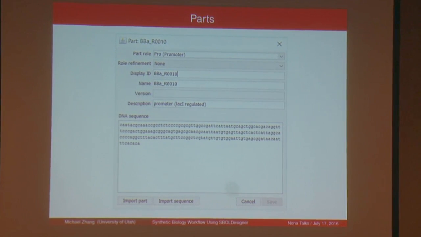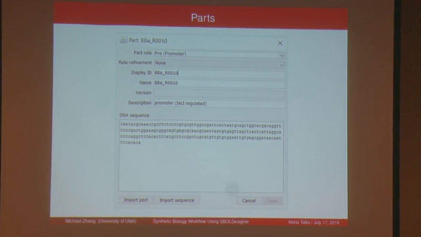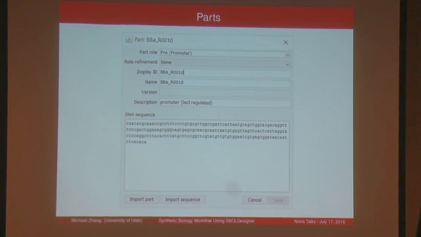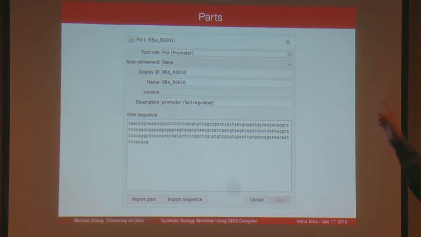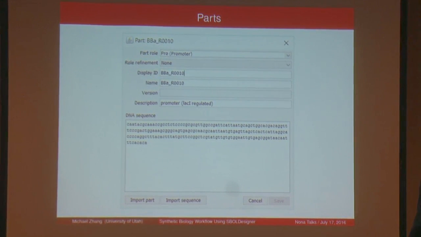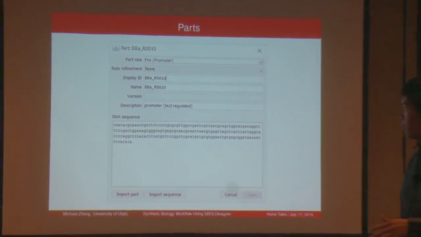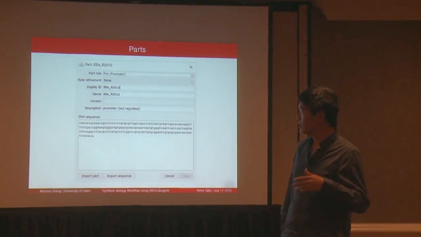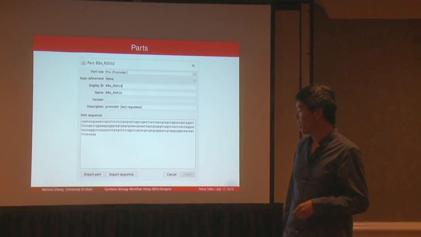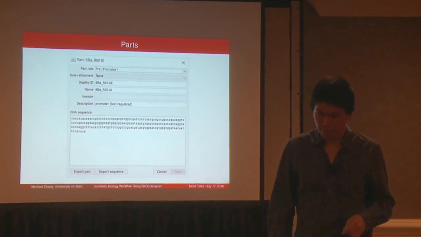So if you double click on a part, you can see that you can edit a lot of fields dealing with the part, and this is all, again, reflecting the data model. So you have the role, and these are using sequence ontology terms. So you can select from various roles, you can give it a name, a display ID, a version, a description, and you can attach a sequence.